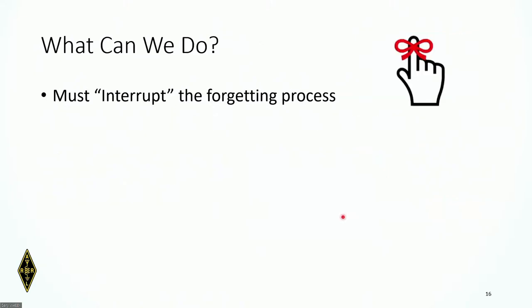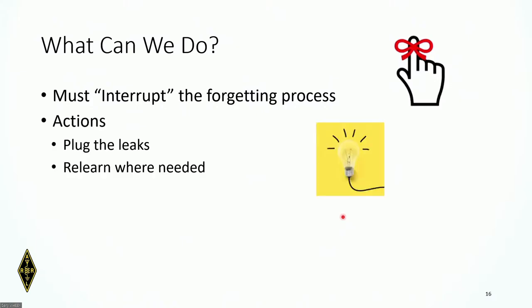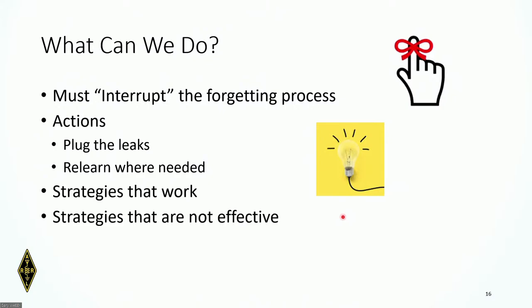Well, we have to interrupt the forgetting process. That's a key concept. If we can somehow interrupt the forgetting process, maybe we'll have enough at the end of the 10 weeks to pass our test. So what actions can we take? Well, we can plug the leaks where possible, and we can relearn where needed. And I'll have some specific strategies to help with that. There are some strategies that work as people try to learn, get ready to pass a test, and there are strategies that are not effective. And some of this is very counterintuitive.